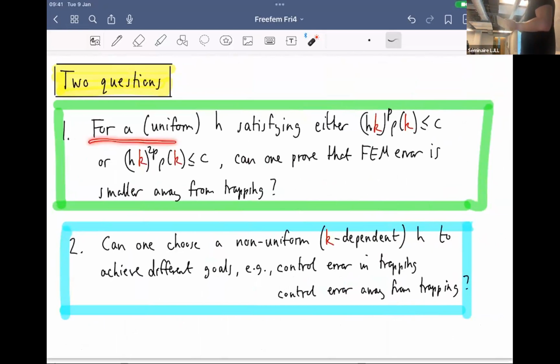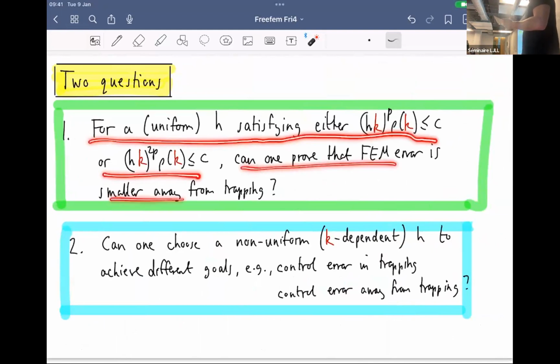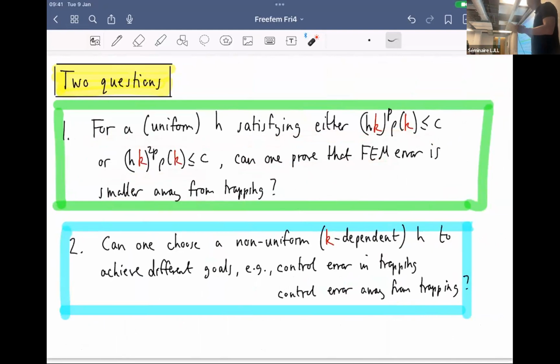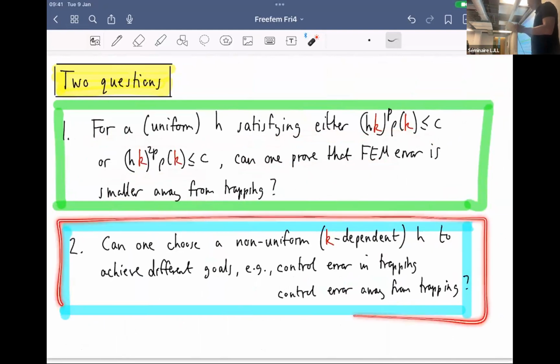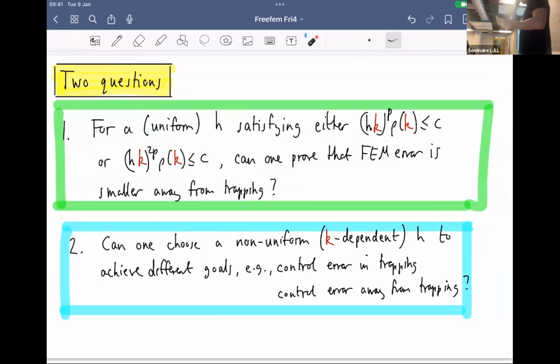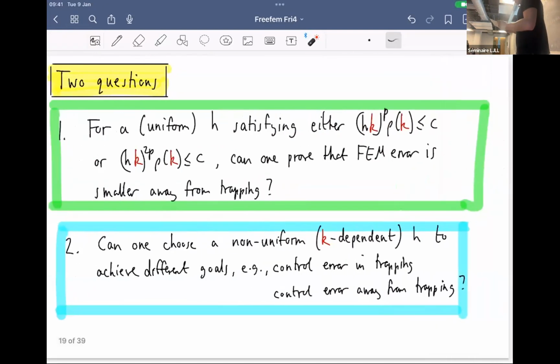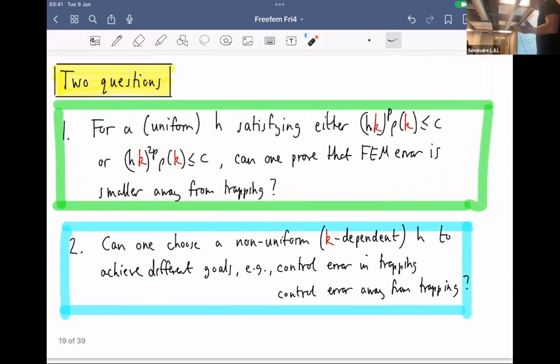So now it's for a uniform H satisfying either one of these conditions, right? For making the solution quasi-optimal or making the relative error controllably small, can one prove that the FEM error is smaller away from trapping? And then the second question, which is phrased the same: can I choose a non-uniform H to achieve different goals? Right. So let's talk about these.